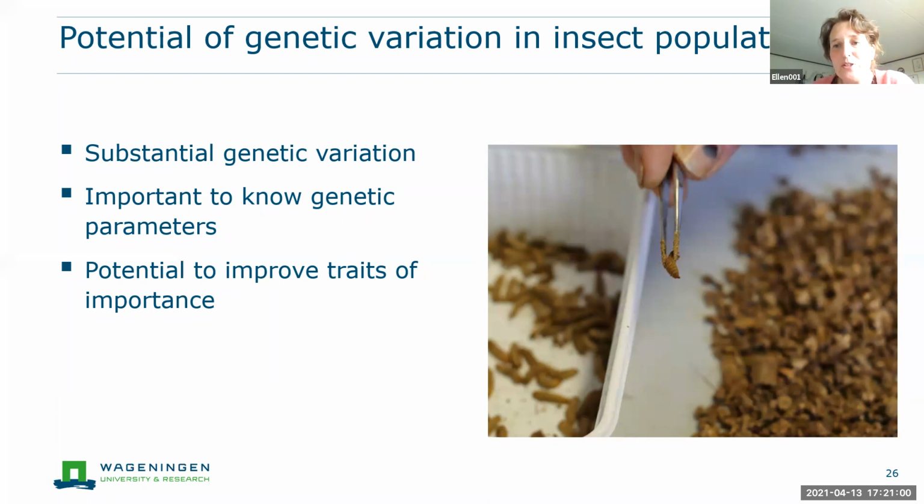In the beginning of my presentation, I mentioned that I would like to focus on three subjects. And the first one is the potential. With this experiment, we can see that there is a potential of genetic variation in insect populations, at least in flower beetles. So there's a substantial genetic variation. And this means that there is some potential to improve the traits of importance.